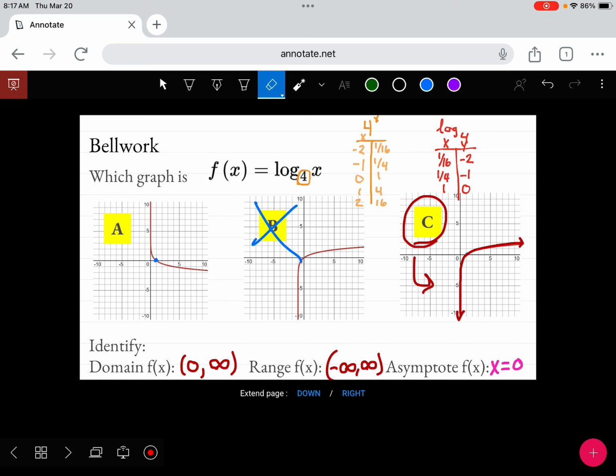Okay, questions on this one? There's one like this on homework 1. I just wanted to do one very similar to it so we could practice it.